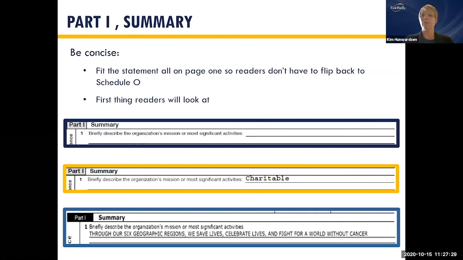First thing, well, this organization must not have a mission or any activities because it's blank. Second one says charitable. Well, that doesn't really mean a whole lot to me. I mean, most organizations I'm going to assume are charitable. But then look at the one on the bottom. So very specific. We serve 6 regions, save lives, and fight for a world without cancer. Very descriptive. It's short, concise. We typically would say there's an opportunity for this statement to flow onto our Schedule O, which is your continuation schedule. We would like to see that that's not flowing. We want to see that you can read it right in that first page.